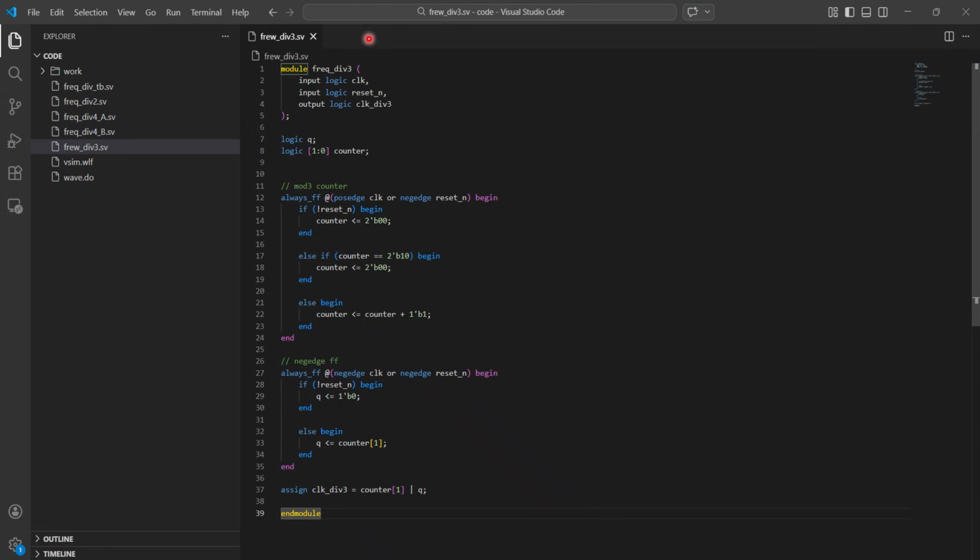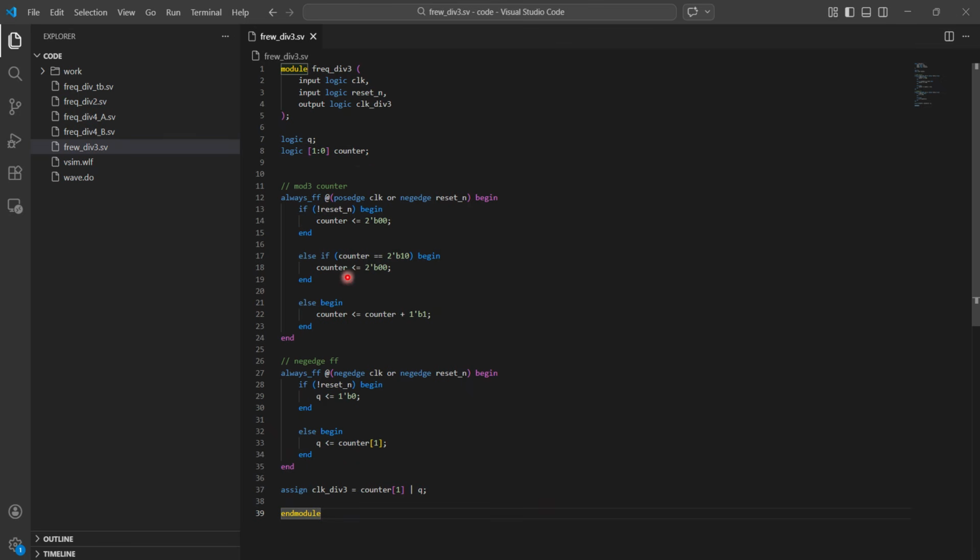So our frequency divided by 3, we have a clock, we have a reset, and we have our output. We'll need 2 signals to help us. The Q, which is, sorry, it's not the output of the clock divider, it's the shifted value that we're going to use, and we have our counter.